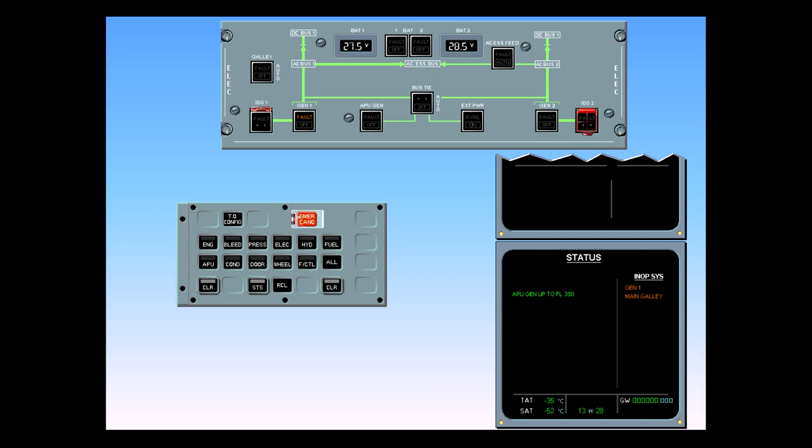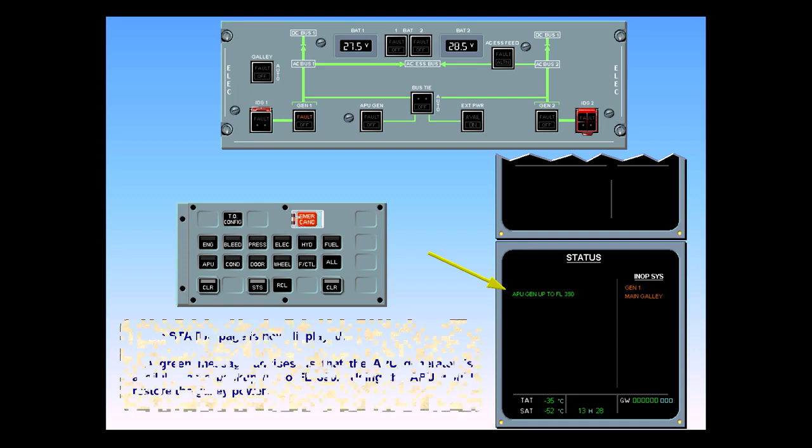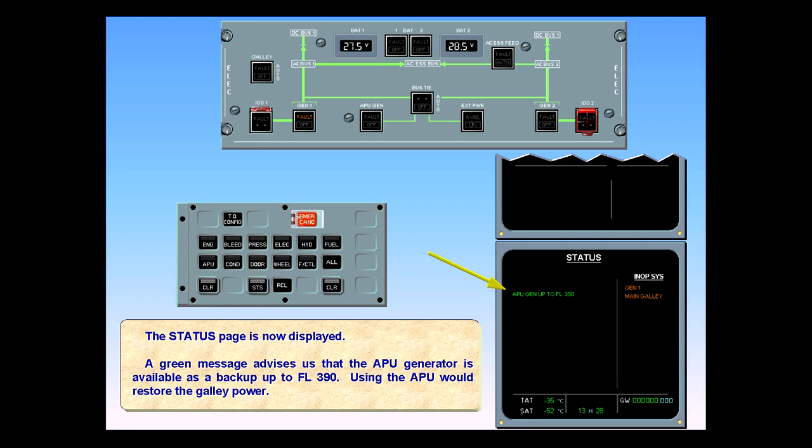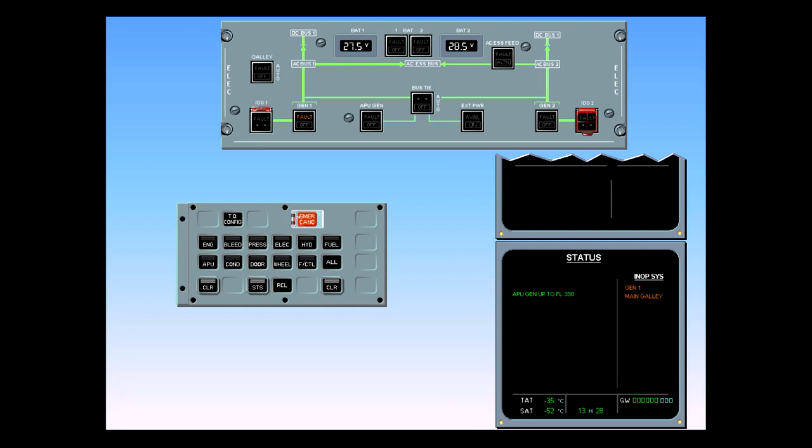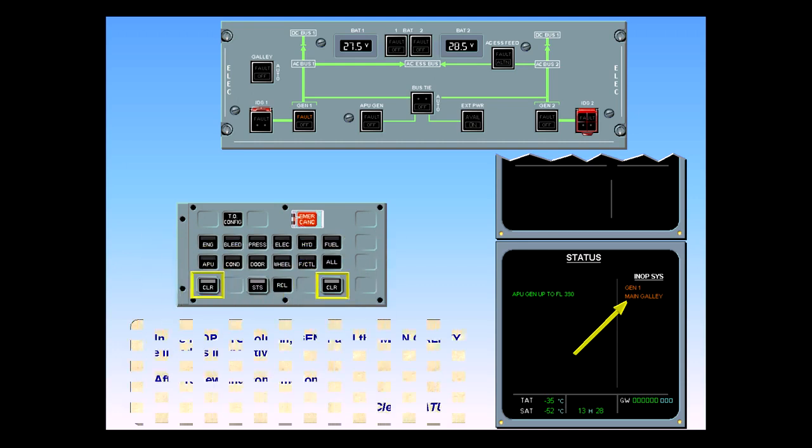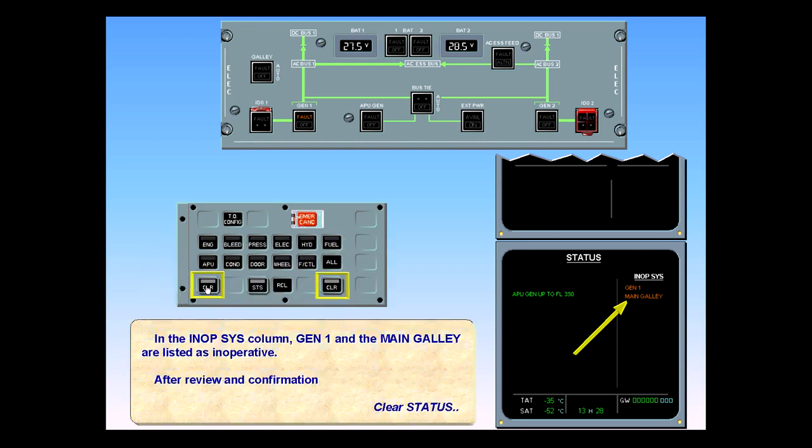The status page is now displayed. A green message advises us that the APU generator is available as a backup up to flight level 390. Using the APU would restore the galley power. In the INOP system column, generator 1 and the main galley are listed as inoperative. After review and confirmation, clear status. ECAM complete. Screens normal. The system display has reverted back to the cruise page.